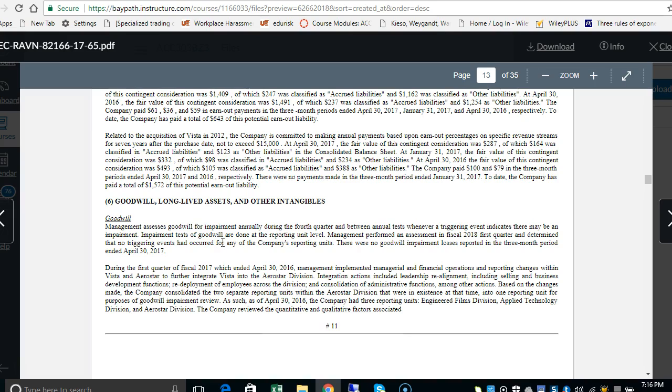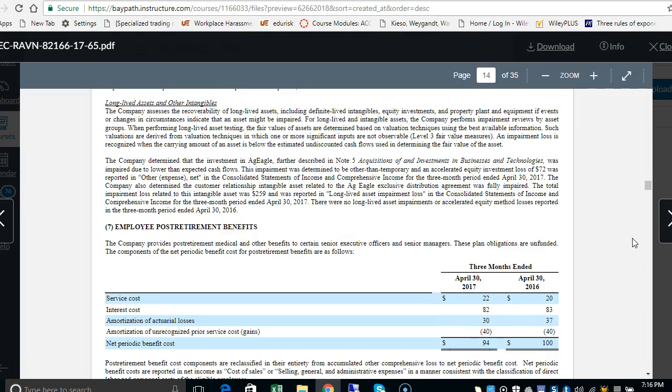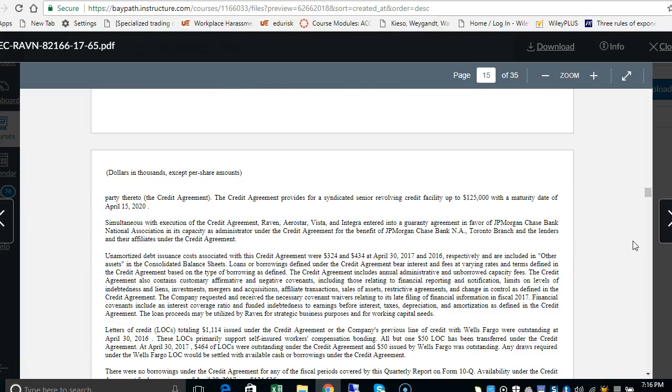During the fiscal year of 2017, management implemented managerial and financial operations and reporting changes within Vista and Aristar to further integrate the Vista and Aristar divisions. They go on to talk about their long-lived assets and other intangibles. Employee retirement benefits. Again, you will see this consistency in every 10Q. So it's really standardized.